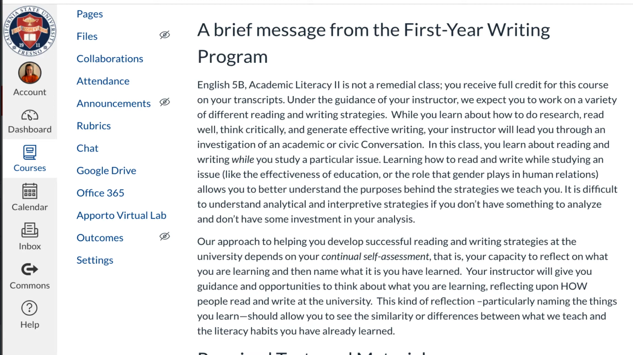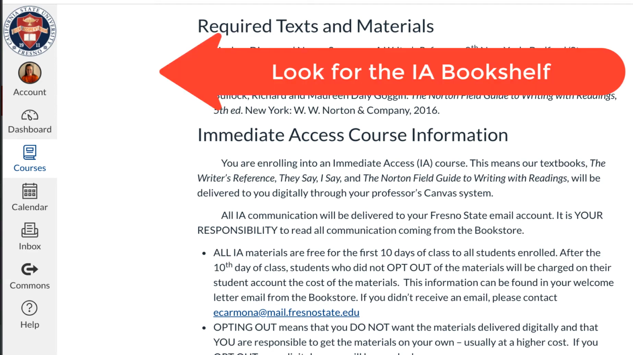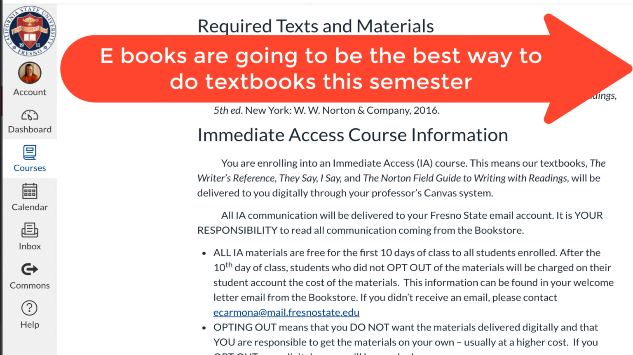The course was designed as a year-long program, so you have chosen what I believe is actually the best approach for most students. In terms of required texts and materials, there are 2 main texts for this semester, a writer's reference and the Norton Field Guide to Readings. You have access to those texts once the semester starts through what is called the Immediate Access Program, or IA. You'll look up on Canvas and you'll see the IA bookshelf. That's where your textbooks will be. They are digital. It is the easiest and probably the best way to deal with the textbooks this semester.